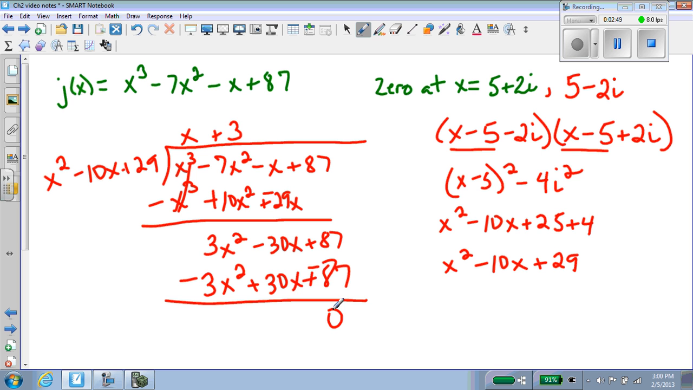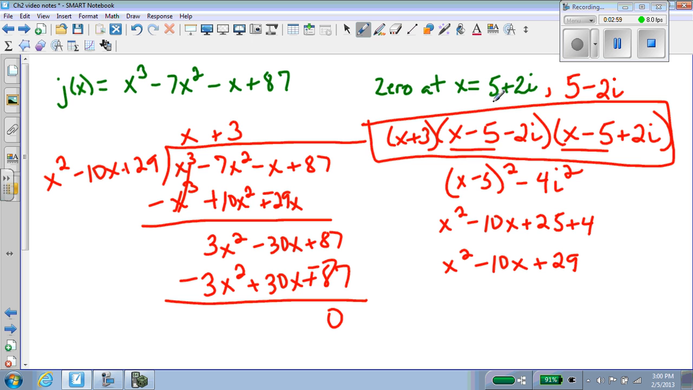So what I have is, this is my third factor. So the complete factorization. And my zeros, 5 plus 2i, 5 minus 2i, and negative 3. 3 zeros, 3 factors.